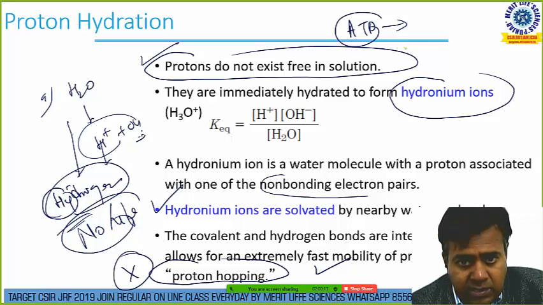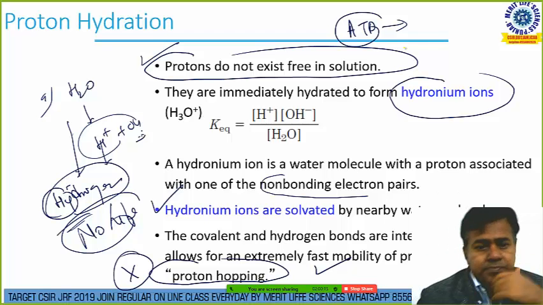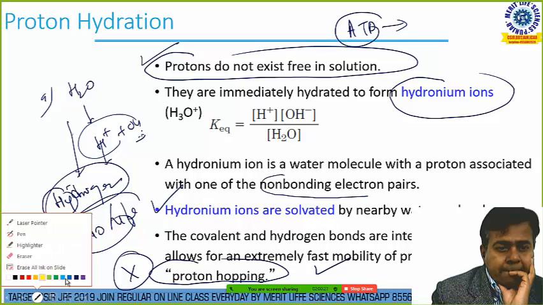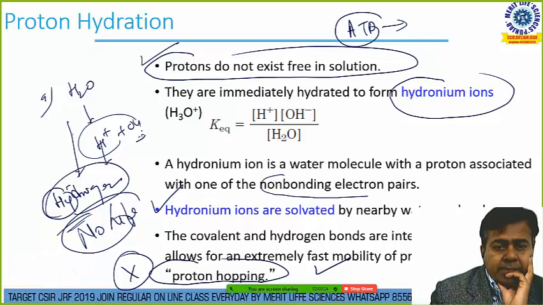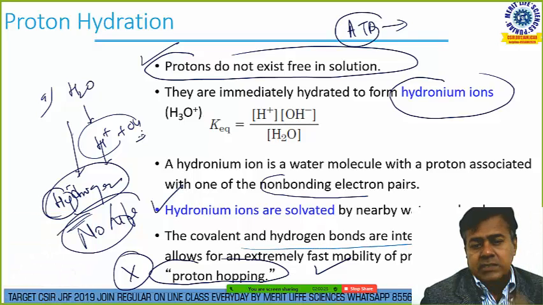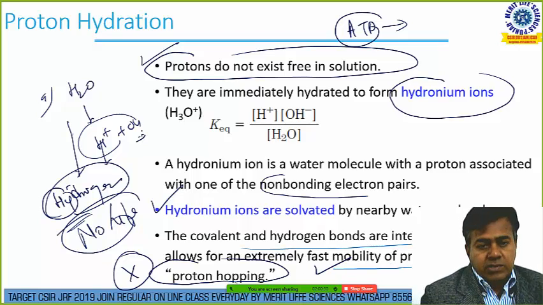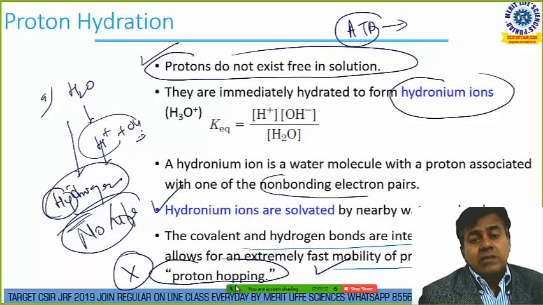Just read that line here, right? What is written? Covalent and hydrogen bonds are interchangeable. This allows for extremely fast mobility of protons in water via proton hopping. So I am explaining the feature of proton hopping.